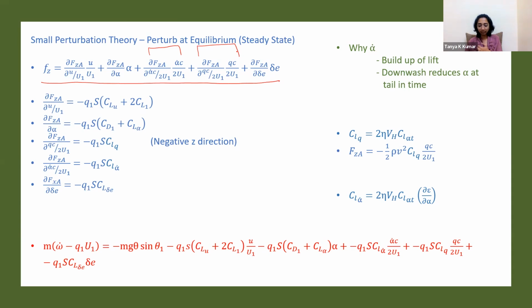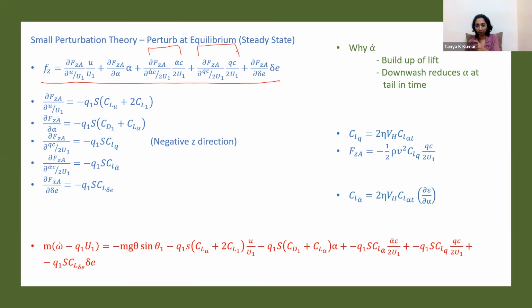Next reason is downwash, that is epsilon at the tail. What are the effects? We had discussed this. So due to the finite wing, due to the end-tip vortices generated on the wing, these vortices move back towards the tail and reduce the effective angle of attack at the tail.